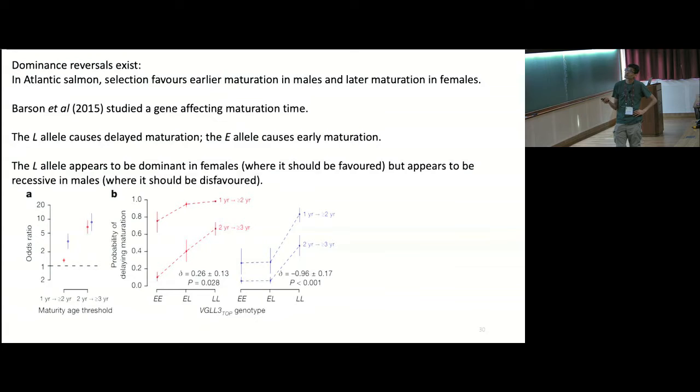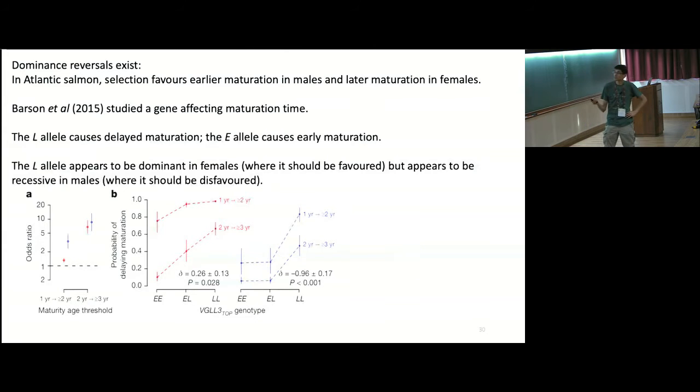is dominant in one sex, and the other allele is dominant in the other. So here's where the early allele is dominant in males. You can see the heterozygote is like the early allele homozygote, and in females you get the opposite pattern where the heterozygote is like the late allele homozygote. So that's an example of dominance reversal. One might ask, how can you generally get this kind of dominance reversal? Is this something likely to be general? And the answer really is we don't know.